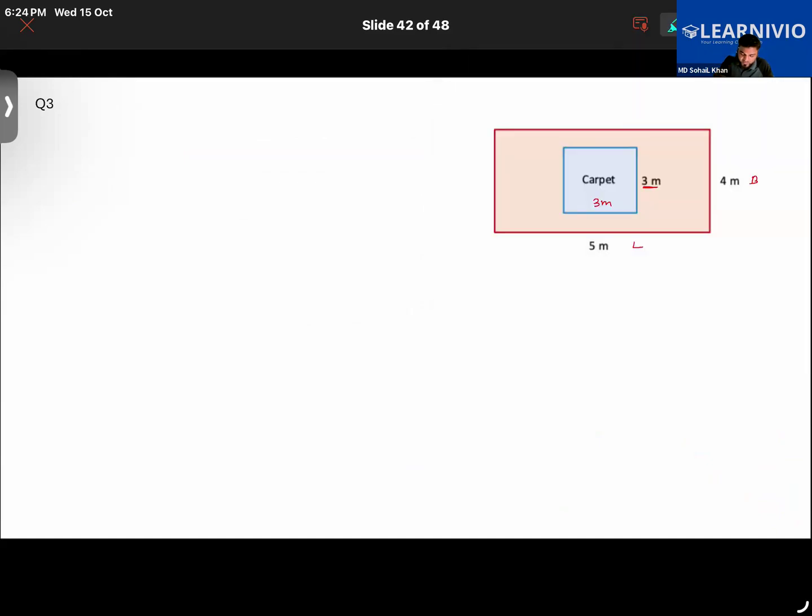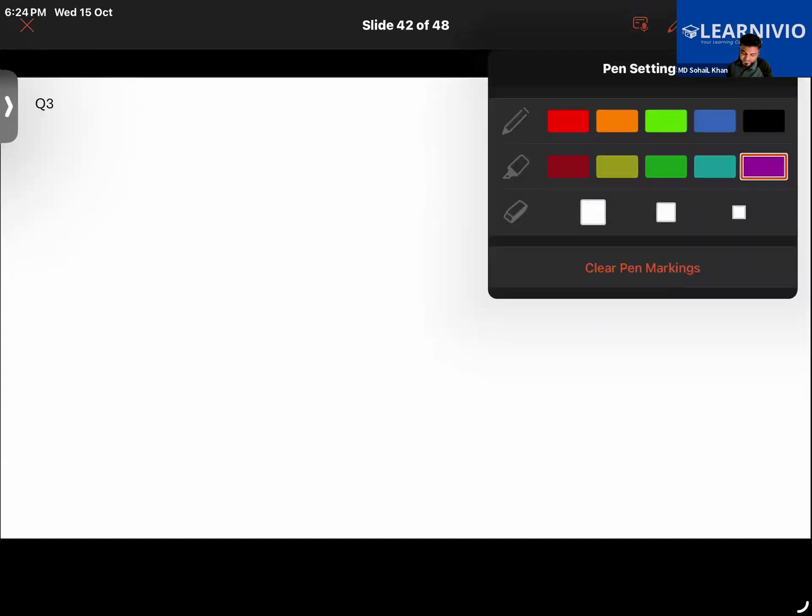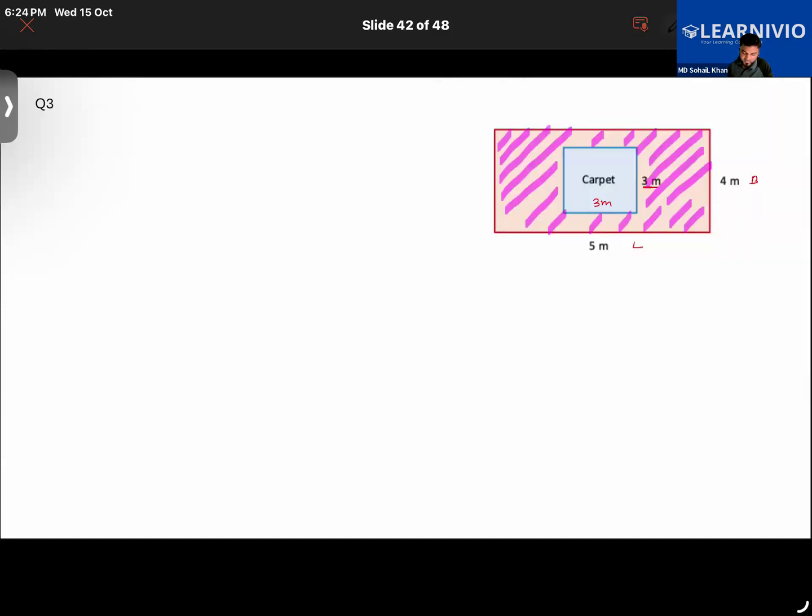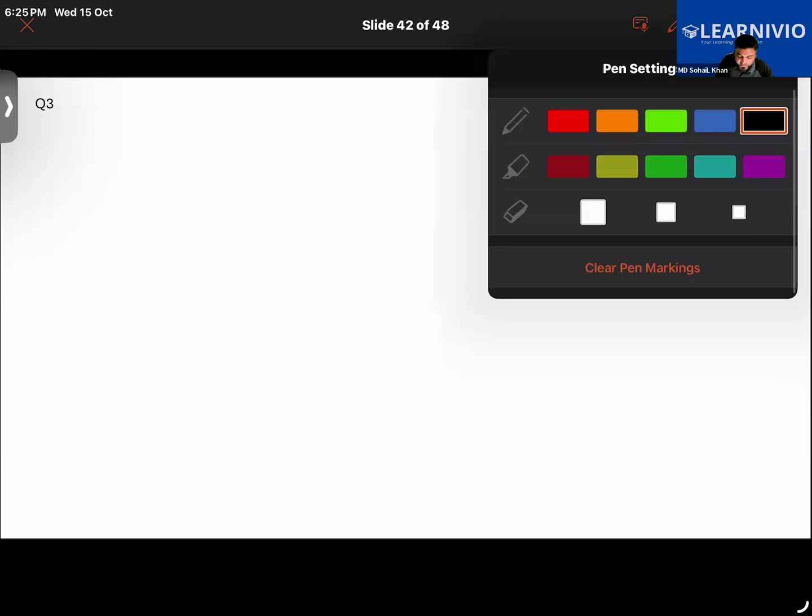So we need to find the area of the floor that is not carpeted. First, let's understand what we need to do here. Basically, the question has said that the length and breadth of the room is given. Length is 5 meter, breadth is 4 meter. Then the length of the carpet is also given. That is 3 meter. It's a square carpet here. So you can clearly see that some of the space is left empty here now. Carpet is not spread on the entire floor.